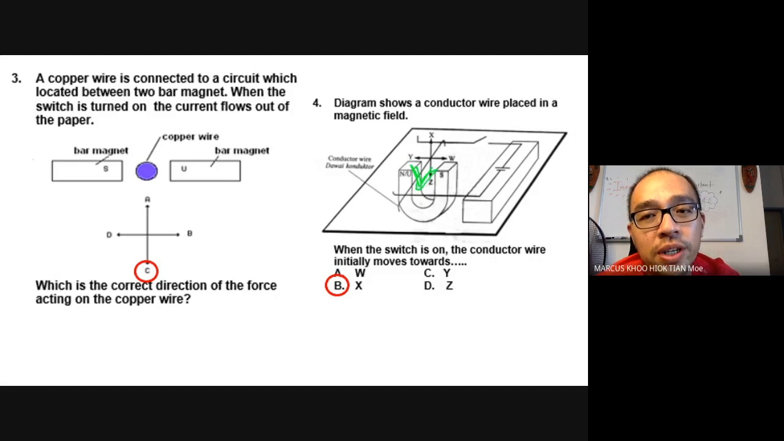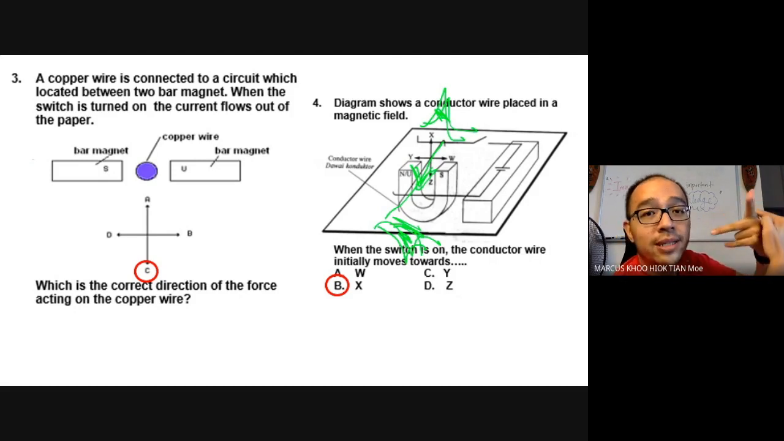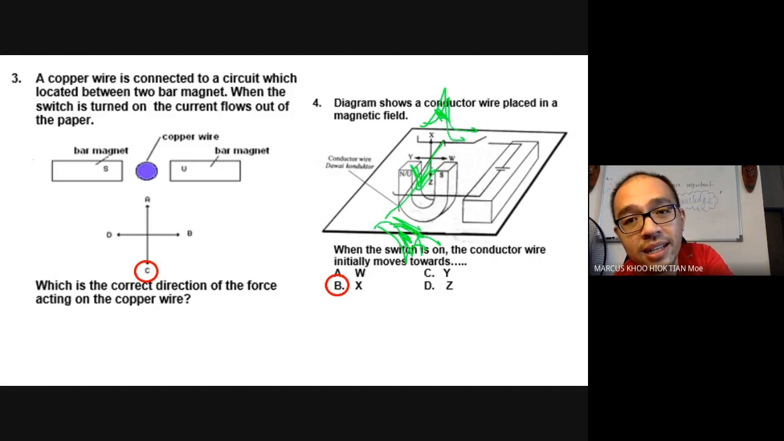It is heading towards you. If you are standing over here, you are looking from here. I know that if you look from here it's different, but you are here. Actually, no, you're not, sorry. If you stand here it's also the same. But let's say you stand here. The current is coming towards you, which means your third finger points towards you. North on the left, south on the right. So your thumb is going to go upwards, towards X. Right, the answer is X.